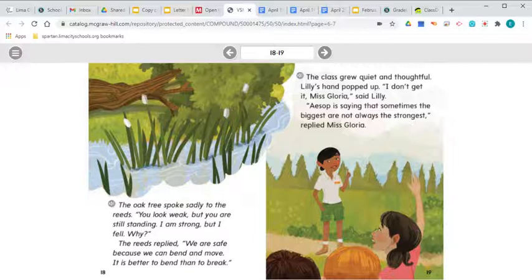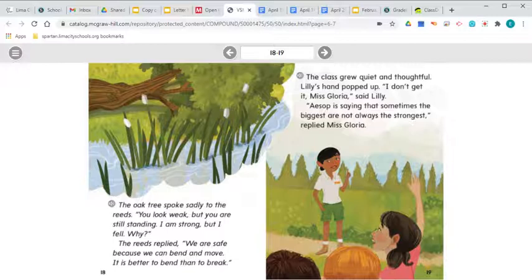The oak tree spoke sadly to the reeds. "You look weak, but you are still standing. I am strong, but I fell. Why?" The reeds replied, "We are safe because we can bend and move. It is better to bend than to break."